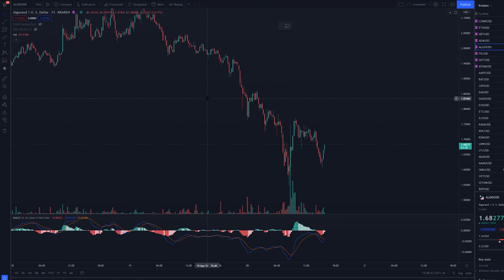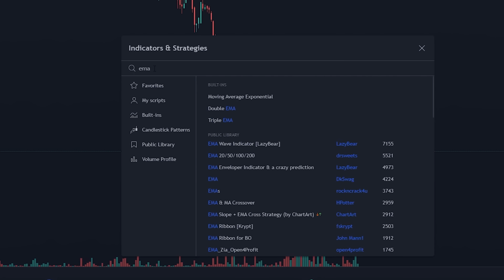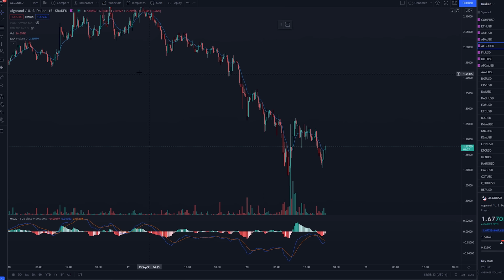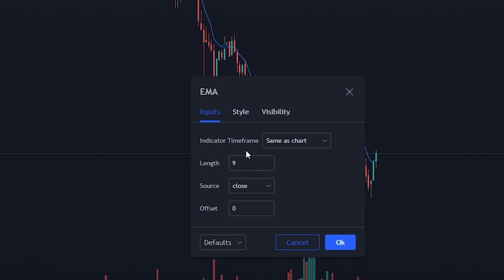To do this, you're going to go to the Indicators tab on TradingView and type in EMA, which stands for Exponential Moving Average or Moving Average Exponential. Click the top one. Then you're going to go here, click the settings of the EMA, go to Inputs and change the length to 200, which is going to make it a 200 exponential moving average.